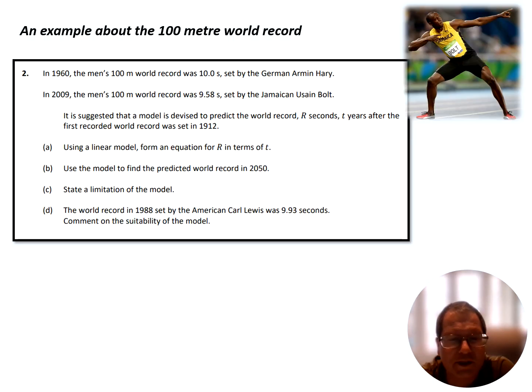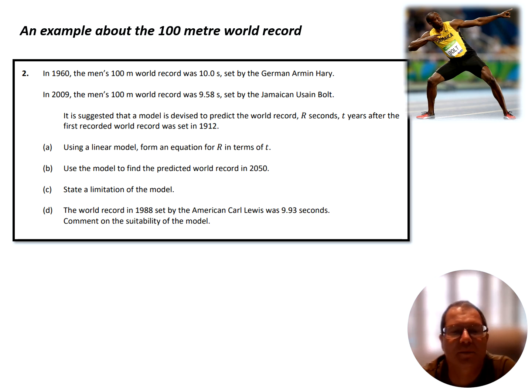And now we're going to look at our second example about the 100-meter world record. In 1960, the world record was 10.0 seconds, set by the German Armin Harry. And in 2009, the men's 100-meter world record was 9.58 seconds, as it still is, set by the Jamaican Usain Bolt. It's suggested that a model is devised to predict the world record r seconds, t years after the first recorded world record was set in 1912.